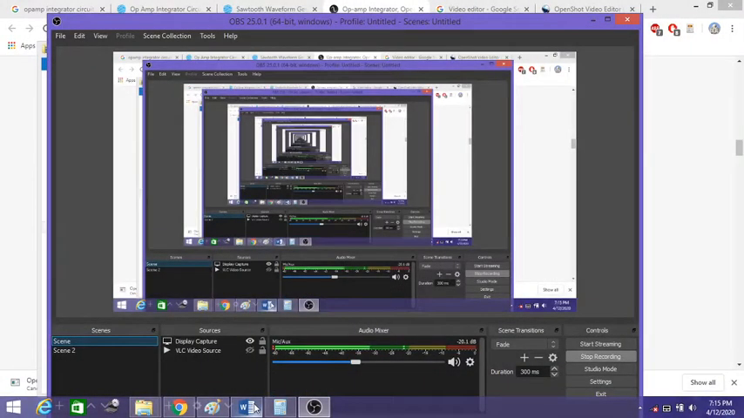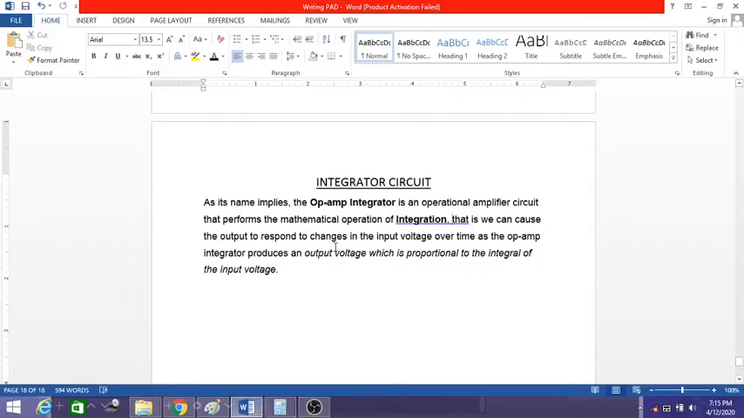Hello and welcome to today's tutorial. So today we're going to discuss another application of an op-amp. That is nothing but an integrator circuit. So now let us switch to our screen and we will see the basic definition of an integrator.